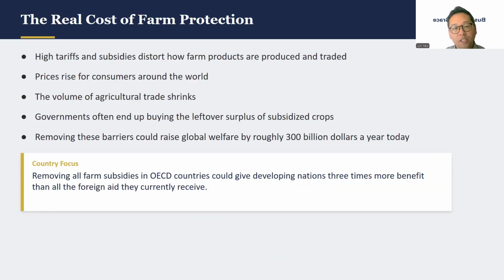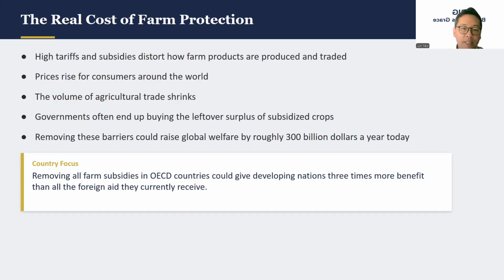So what does all this protection actually cost us? High tariffs and subsidies distort the way farm products are produced and traded. Prices rise for consumers almost everywhere. The total volume of farm trade around the world becomes smaller than it should be. Governments often end up buying the extra crops that farmers overproduce because of subsidies.